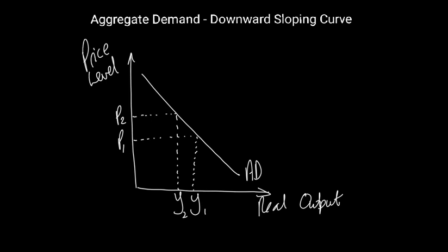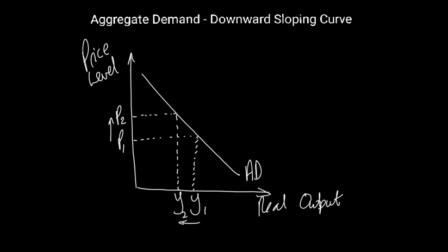Just a quick word on the annotations here. Price level we normally annotate with P, and real output we normally annotate with Y. Y, as you may have come across already from microeconomics, generally means income in economic terminology. So real output is essentially another way of saying the overall amount of income earned within the economy. So Y1 was the total amount of income earned previously, and Y2 is the new amount of income earned after the price rise.